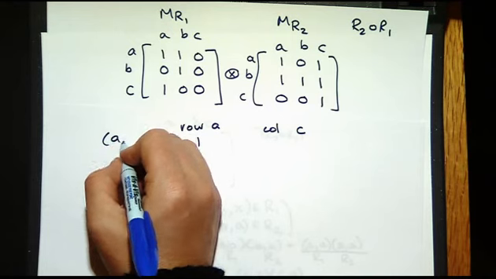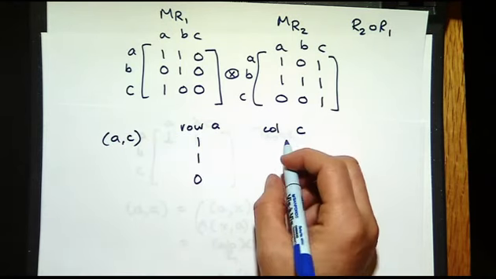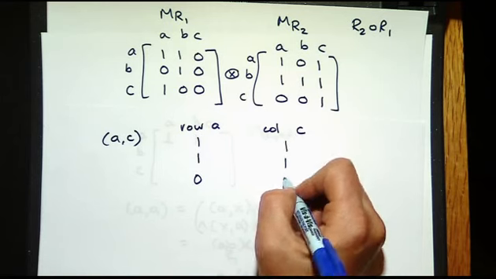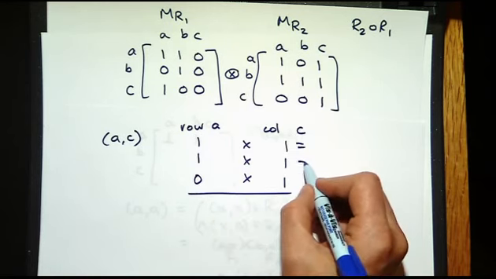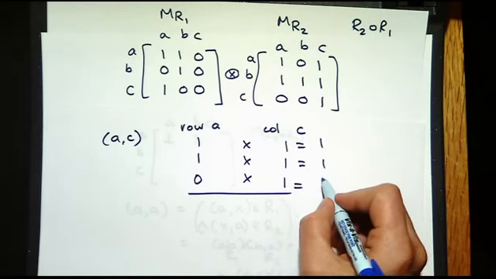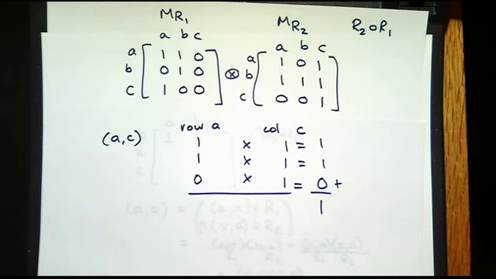So we need to get the AC element. So we go from row A from R1, column C from R2. Multiply them. I get a 1 and a 1 and a 0. In binary, ORing those together gives me 1.